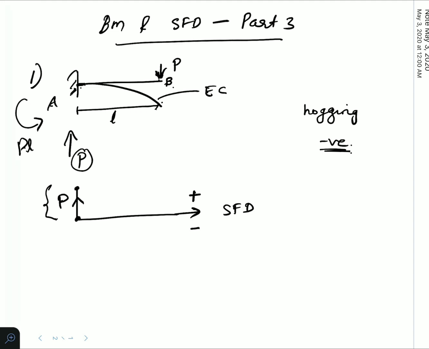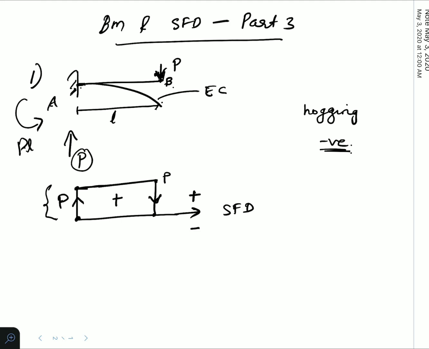After that, there are no other point loads or UDLs to reduce the magnitude of P. So this P will continue until here, with no other forces. But here, this P reduces the value, and it will come back to 0 here. So this is our shear force diagram.